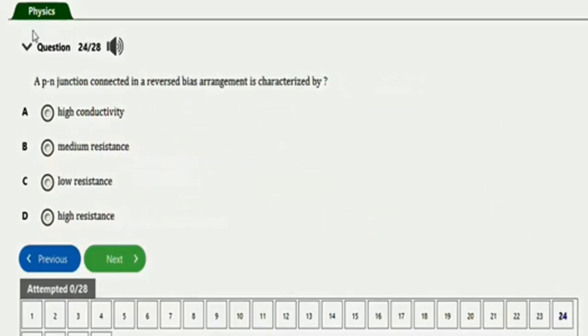It says a PN junction connected in a reverse bias arrangement is characterized by high: conductivity, medium resistance, low resistance, high resistance. So guys, the right option here is option D, which is high resistance. Alright, the next repeated question will be this one.